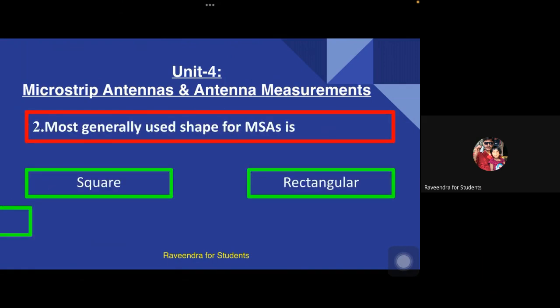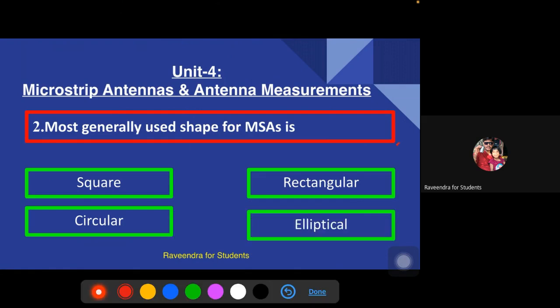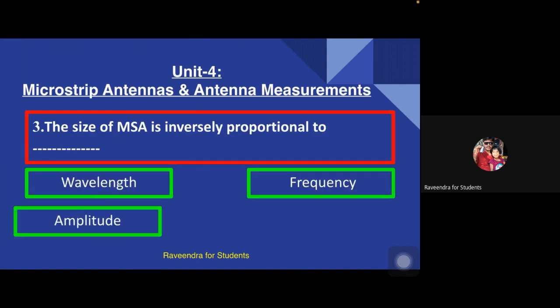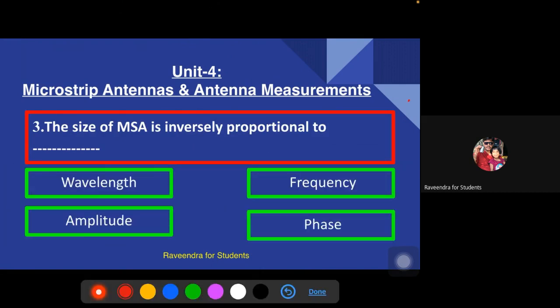Then coming to the second one, the most generally used shape for microstrip antennas, simply MSA, is. So most generally used shape is rectangular shape. You know it very well. So rectangular is the correct option. And the next one, the size of MSA is inversely proportional to. So it is inversely proportional to frequency. If the frequency is more, the size is less.